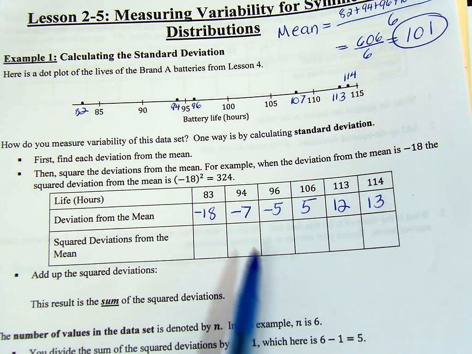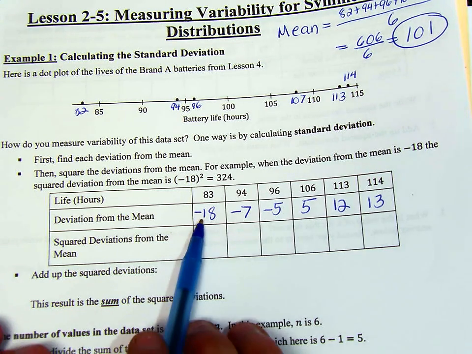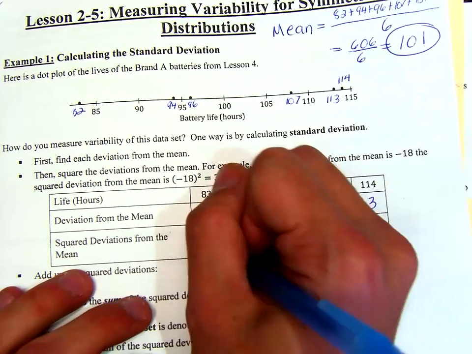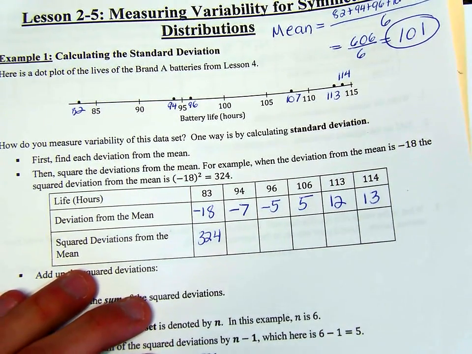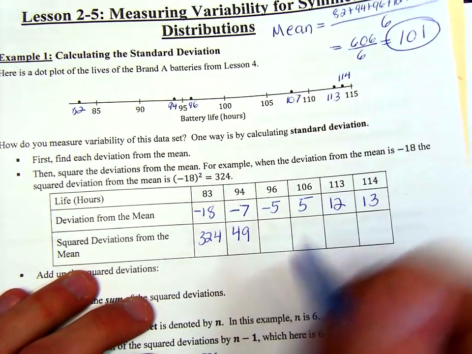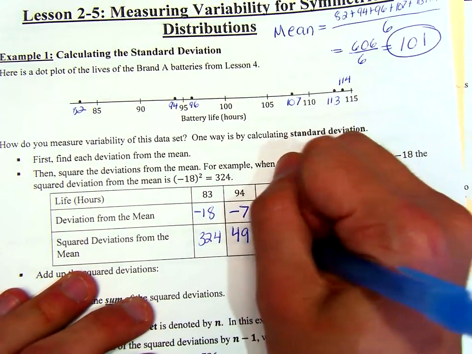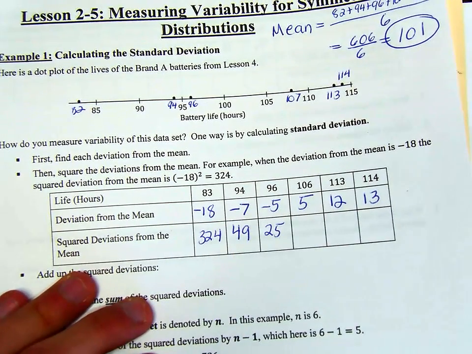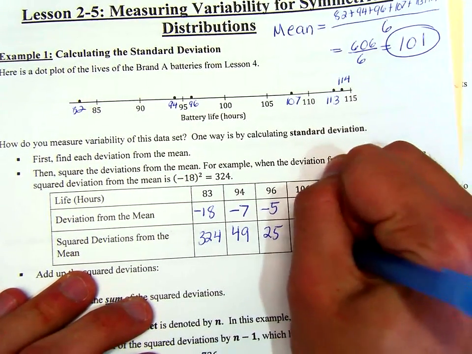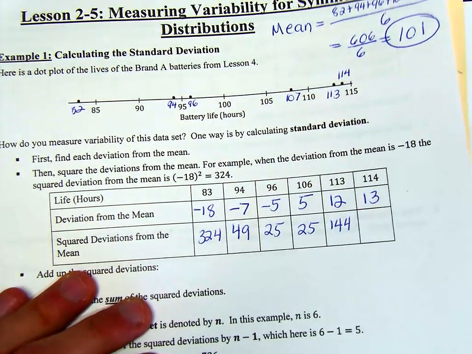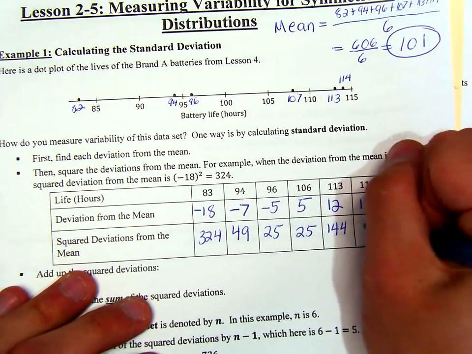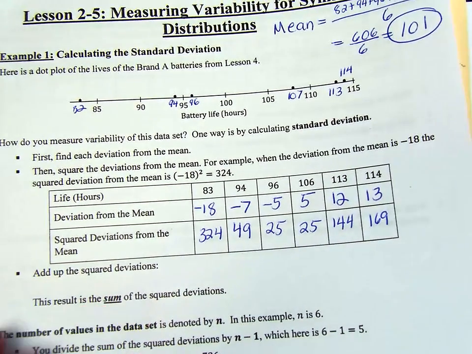So now we just have to take each one of these deviations from the mean and square them. Remember, when you're squaring a negative in your calculator, you want to put it in parentheses, or else it's going to give you the wrong answer. So negative 18 squared is going to be 324. Negative 7 squared is going to be 49. Negative 5 squared is going to be 25. 5 squared is going to be 25. 12 squared would be 144. 13 squared would be 169.